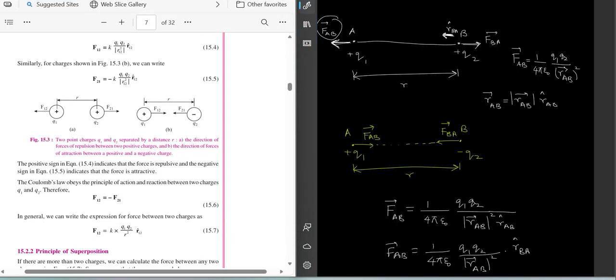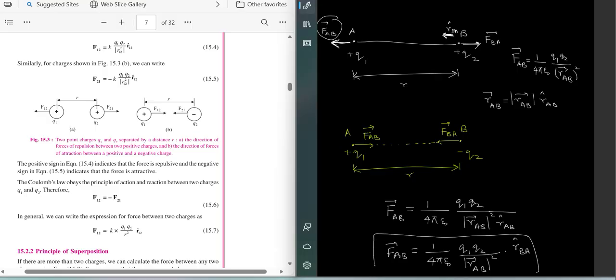And obviously these two directions are opposite. So if you take one direction as positive, the other direction will be negative. That is what I said. F on 1 due to 2, or A due to B, is minus of F on B due to A. Magnitude is same, directions are opposite. Okay. So in general, we can write the formula like this. That is what we have written here.